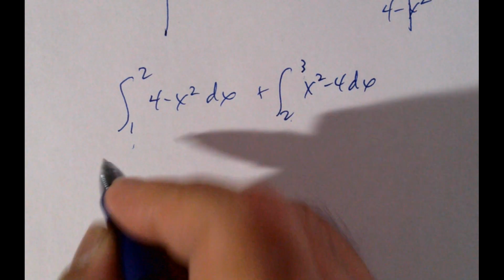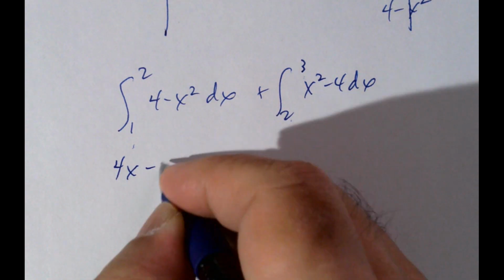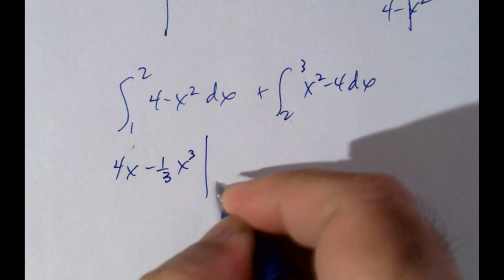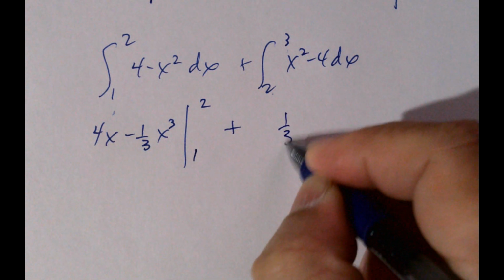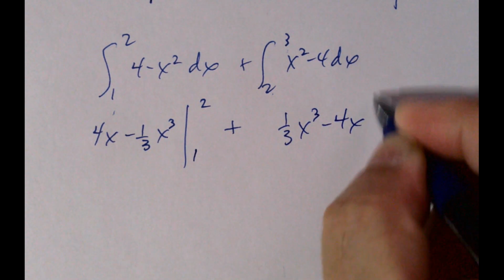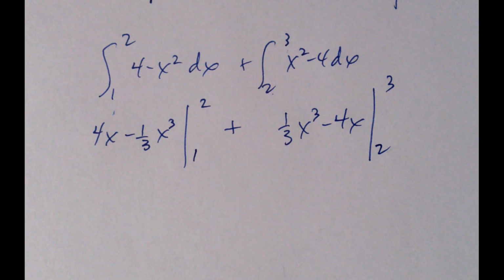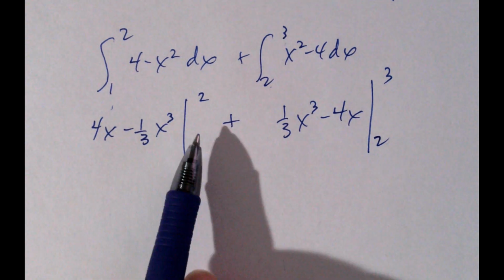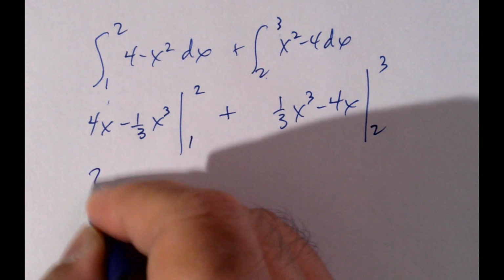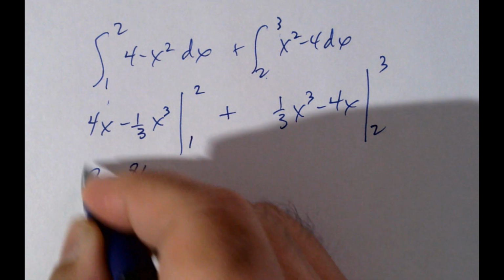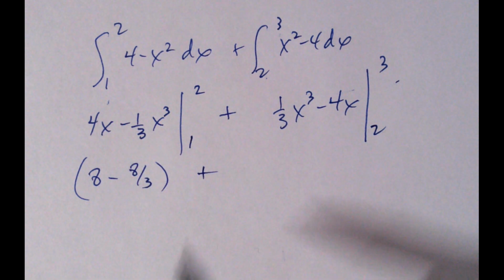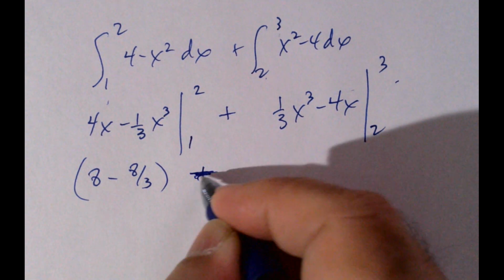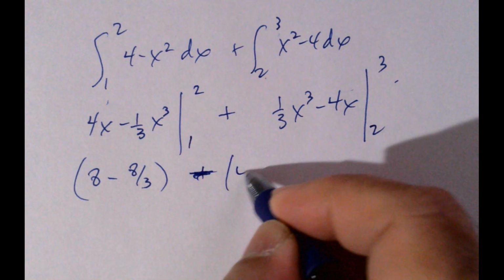So that's going to be 4x minus 1/3 x cubed, and you want to take that from 1 to 2, plus 1/3 x cubed minus 4x, take it from 2 to 3. Okay. All right. So now let's do this. So plug in the 2. So that's 8 minus 8/3, minus, plug in the 3. Oops, I forgot the minus 1. And it's not plus, it's a minus. Sorry, mistake there. So it's 4 minus 1/3.